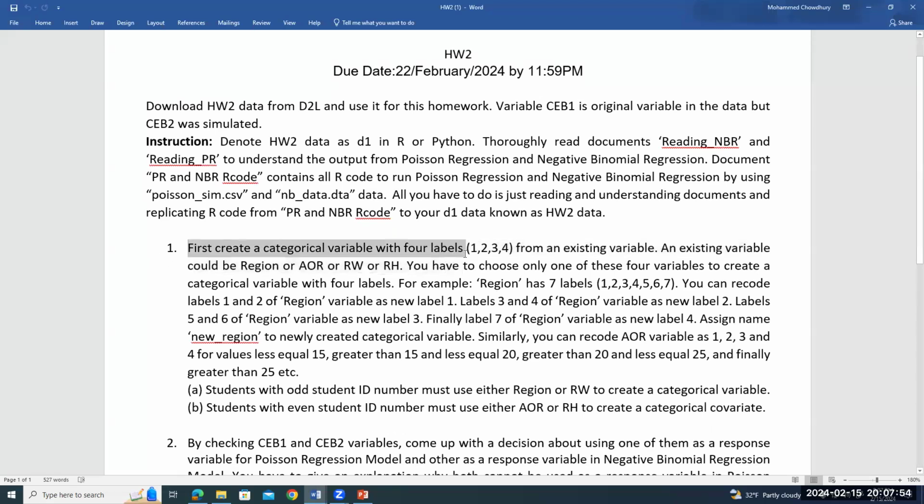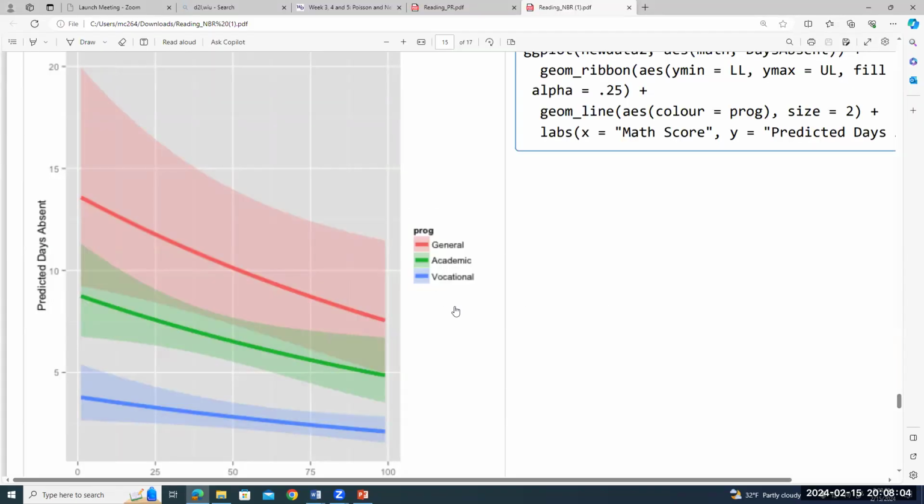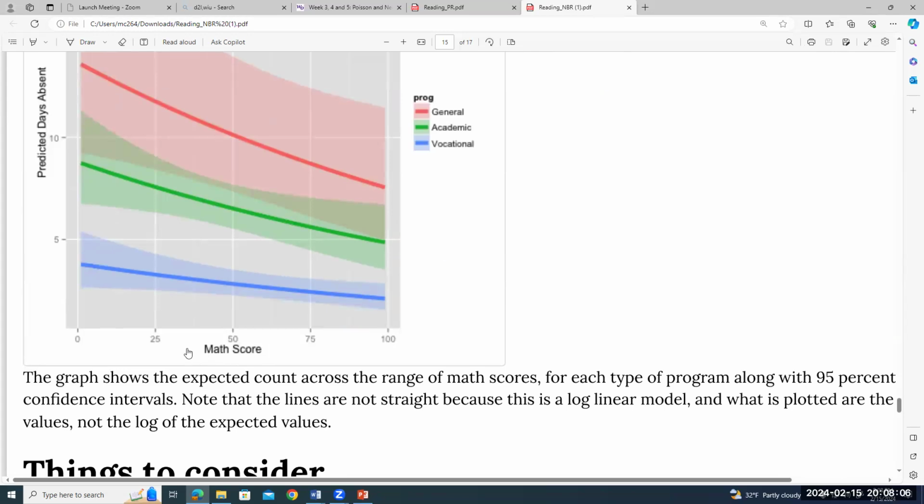First, create a categorical variable with 4 levels. These 4 levels that you have created for an existing variable will be here. And here you can take any continuous variable. Here you take math score. That way they have created this figure. You will create this figure.